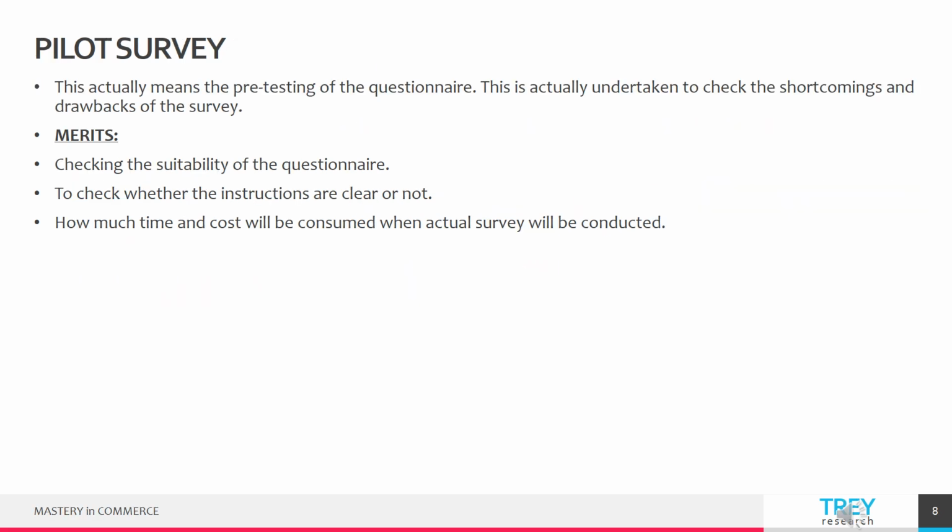This is a very common term which you will be seeing here and there whenever collection of data is going on, that is pilot survey. Pilot survey means pre-testing of the questionnaire. This is actually undertaken to check the shortcomings and drawbacks of the survey. So pilot survey is kind of test where you see whether whatever questionnaire you have prepared is proper or not.